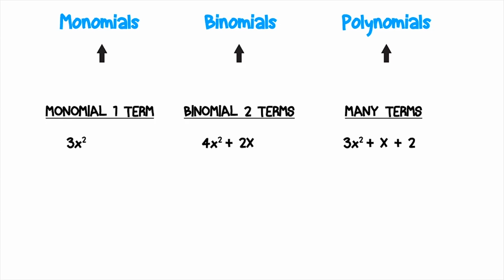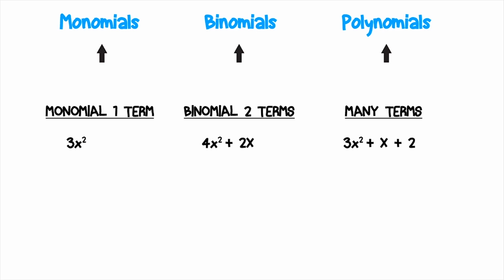For the first one, a monomial. A monomial is an expression with one term. So you see here 3x squared, we've just got one term, so this is called a monomial. We've got a 3, which is the coefficient, and we've got the x, which is the variable, and it's been raised to the second power. This whole thing is called a term.